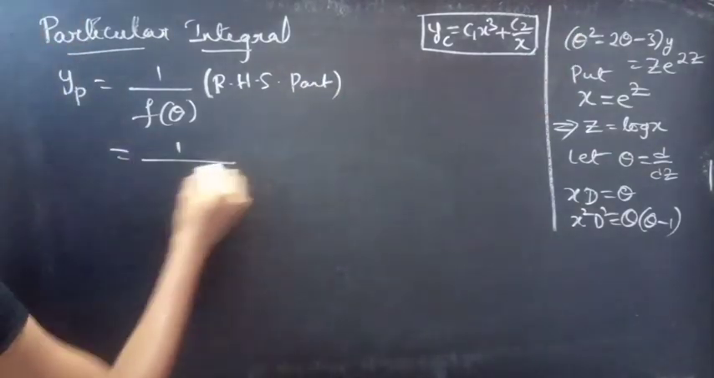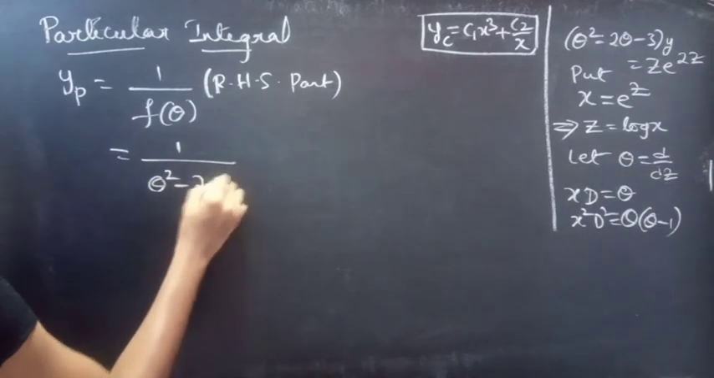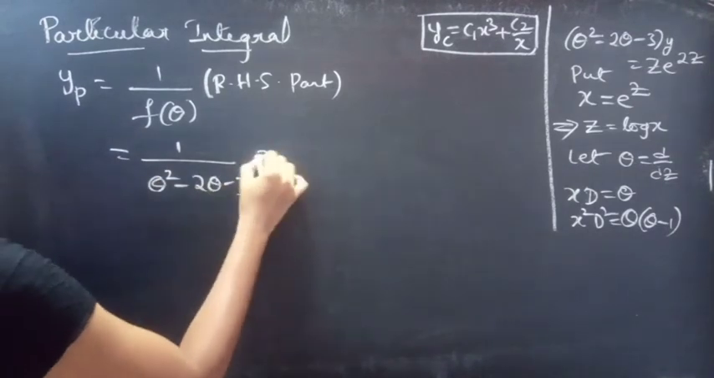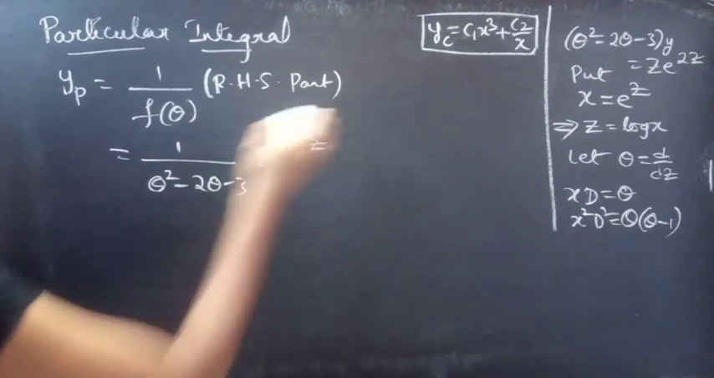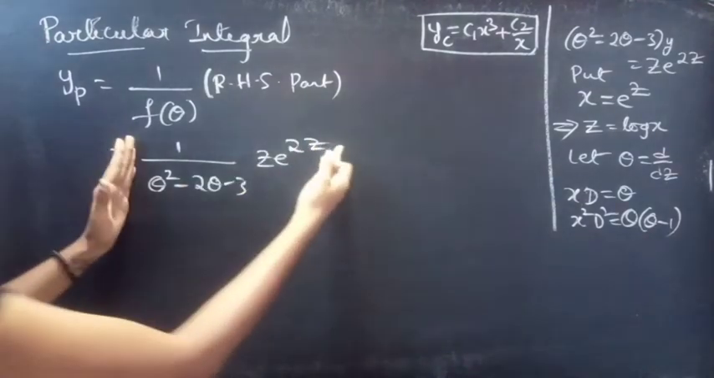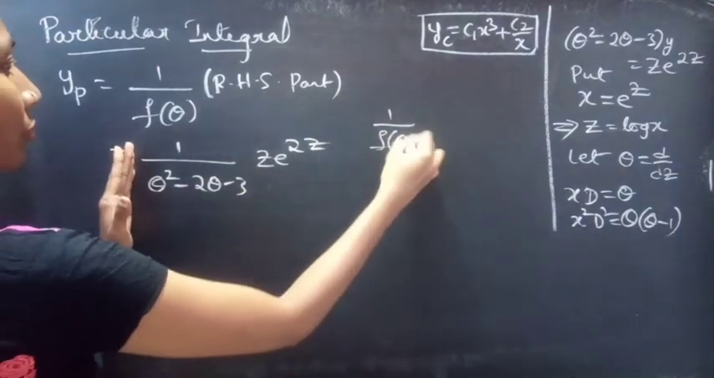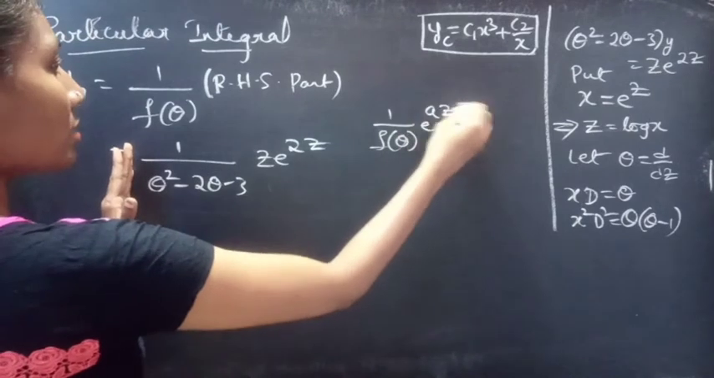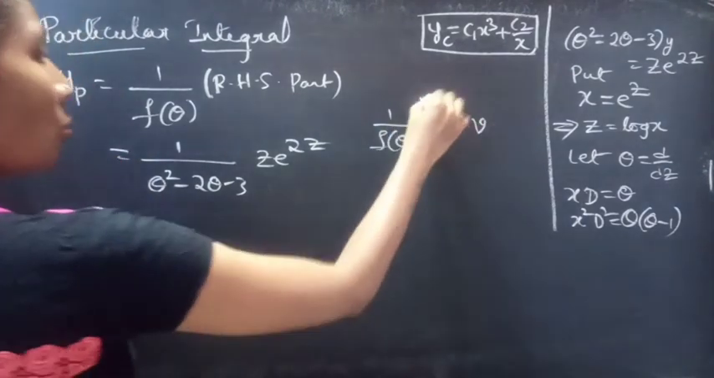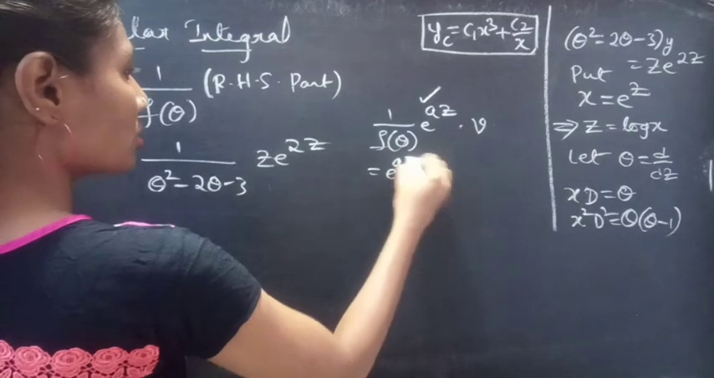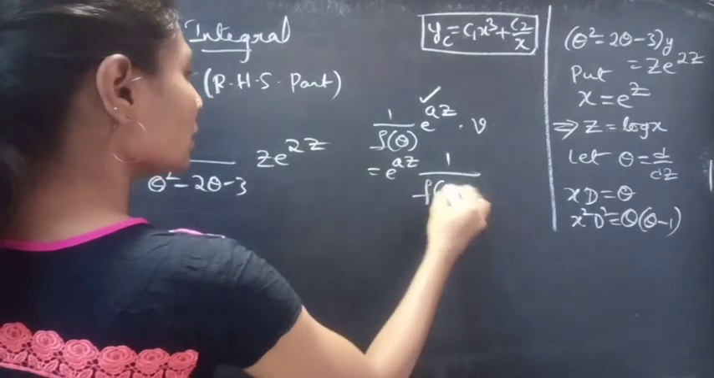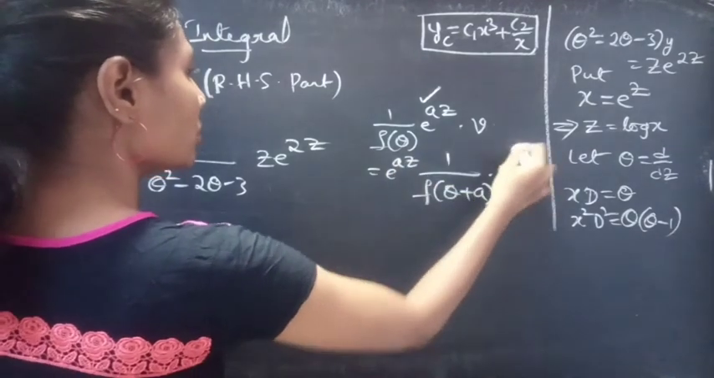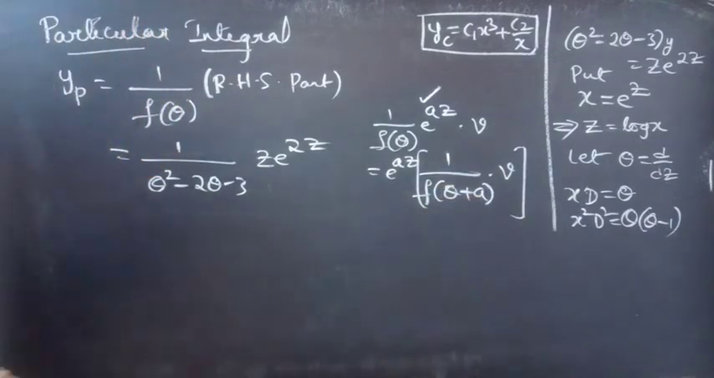This equals 1 by f of theta, which is theta square minus 2 theta minus 3, into z e power 2z. This is of the form 1 by f of theta into e power az into some v form. We'll shift e power az towards left by replacing theta with theta plus a, and later we'll operate v with 1 by f of theta plus a.